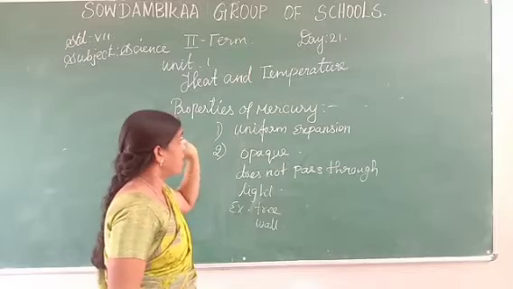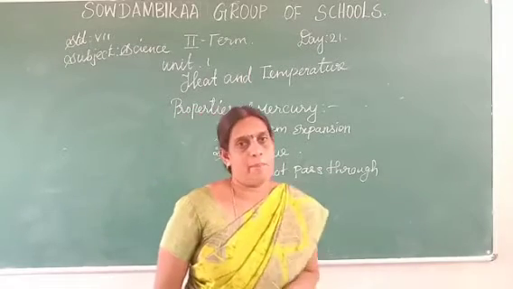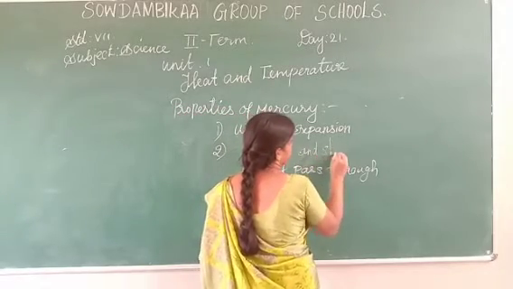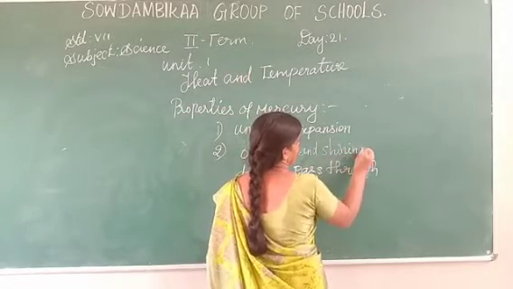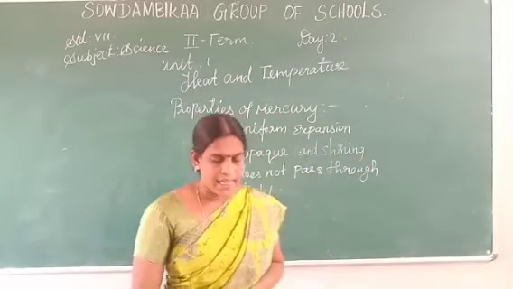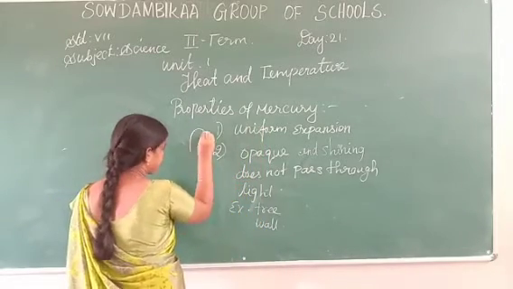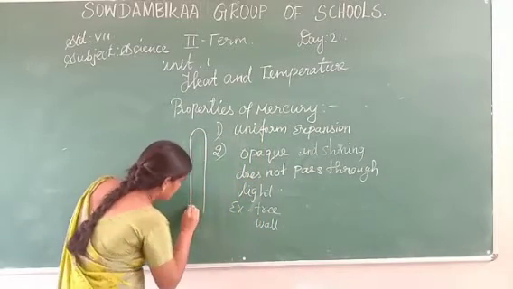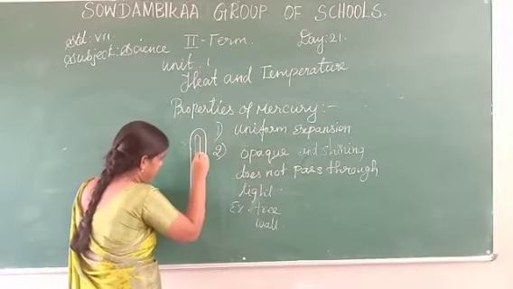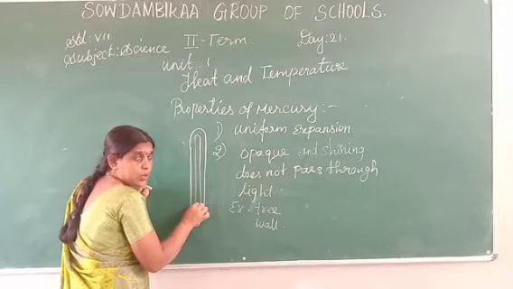So mercury is an opaque object and shiny in appearance. It gives a shiny appearance. This is the mercury, and this is the thermometer. This is the glass tube, and we fill this glass tube with mercury.